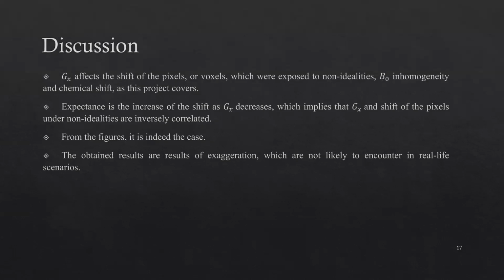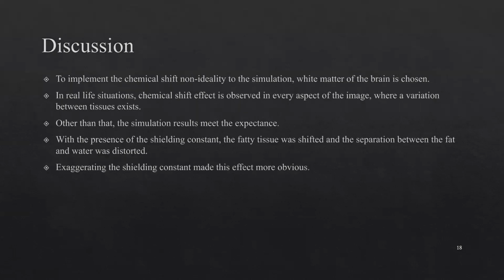Gx is the gradient of the x-axis. It affects the shift of the voxels, which were exposed to non-idealities. The expectation is that Gx and the shift of the pixels under non-idealities are inversely correlated. It is indeed the case. The results obtained are exaggerated, which is not likely to be encountered in real-life scenarios.